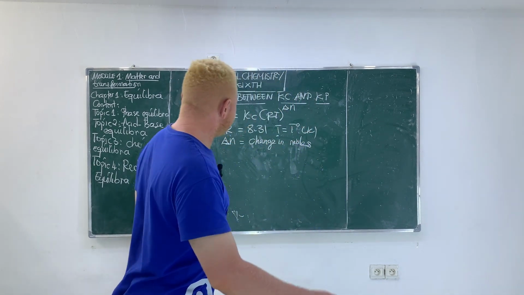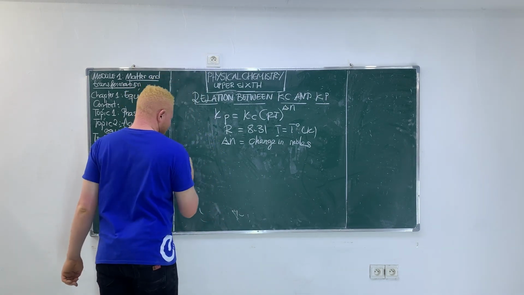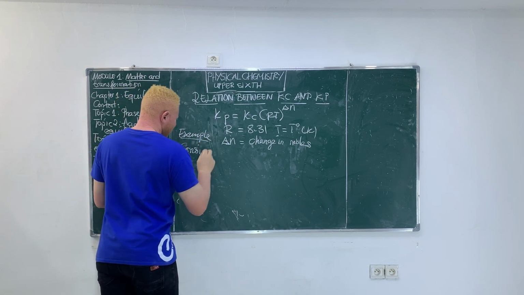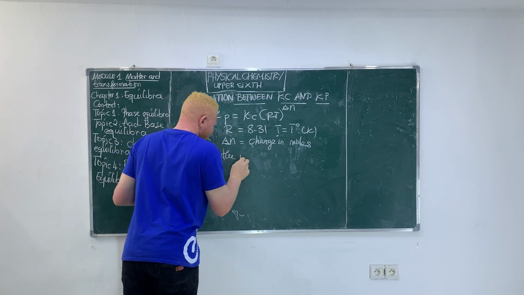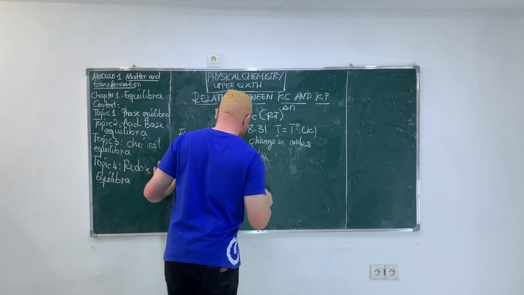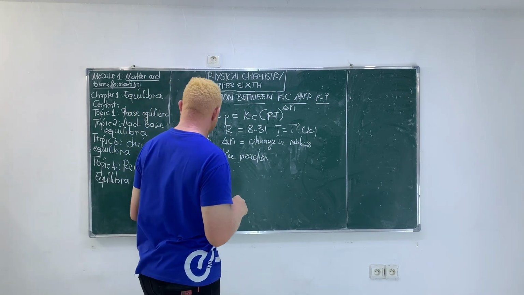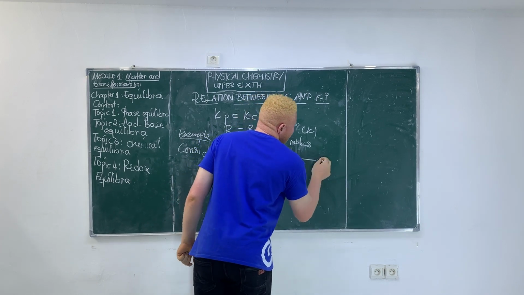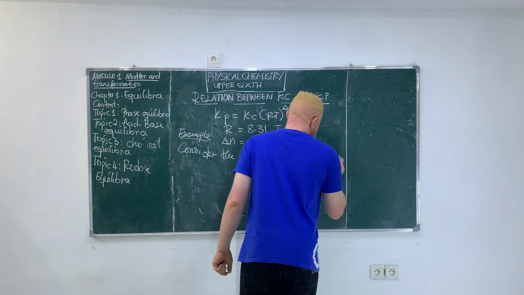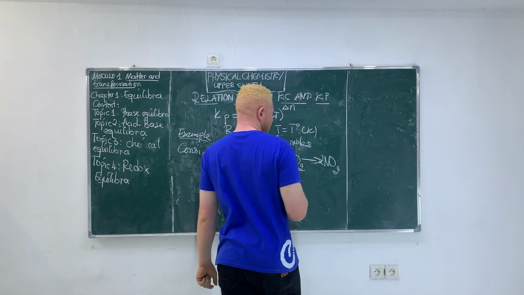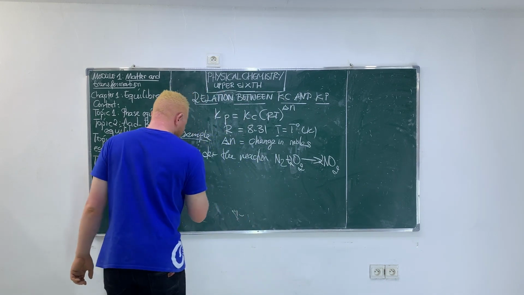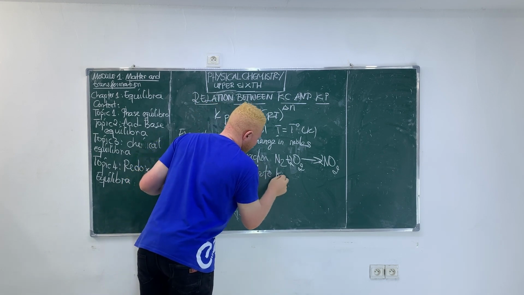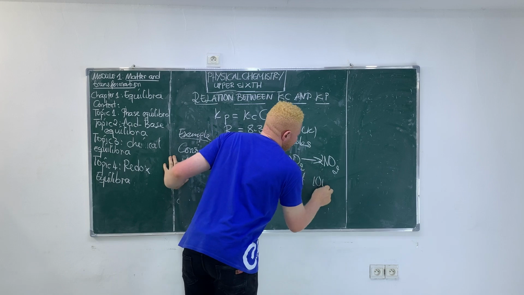Consider the reaction: N2 plus O2 giving 2NO2. Kc for the reaction equals 10. Calculate Kp at 100 degrees Celsius.